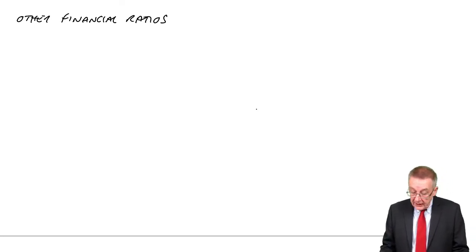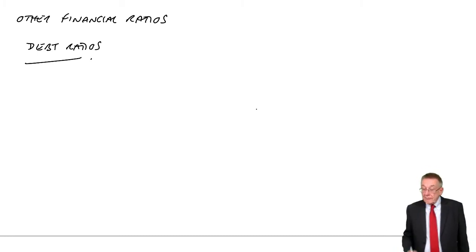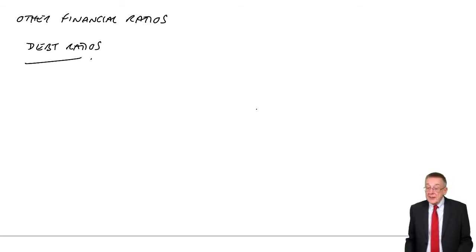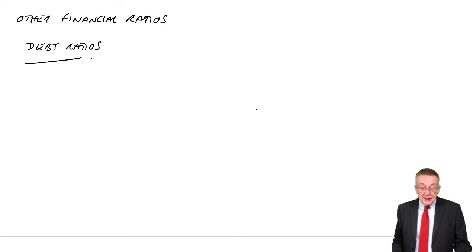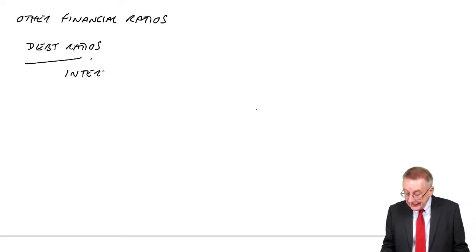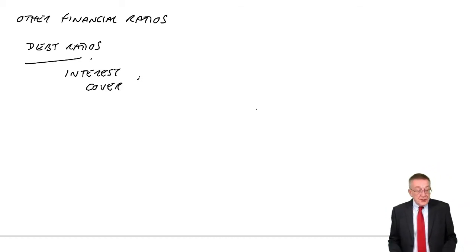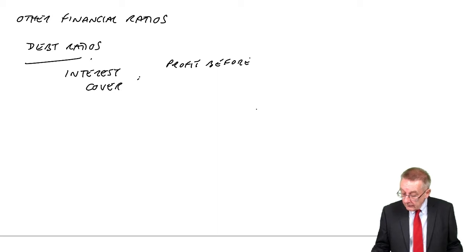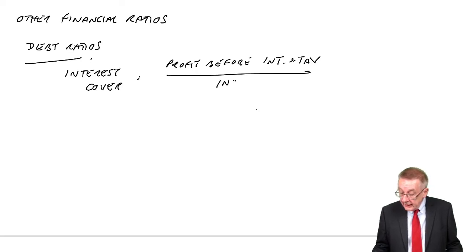First of all, debt ratios. Remember, we already know how to calculate the gearing ratio, so I'm not repeating that. But the two ratios relating to debt are, first of all, interest cover. Interest cover is the profit before interest and tax divided by the interest.